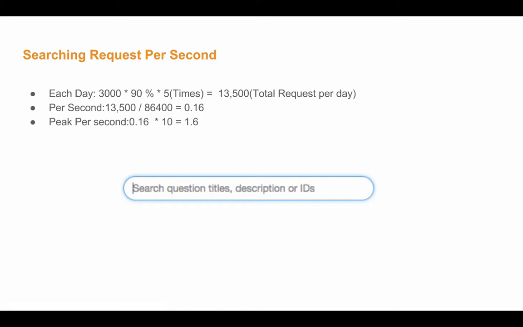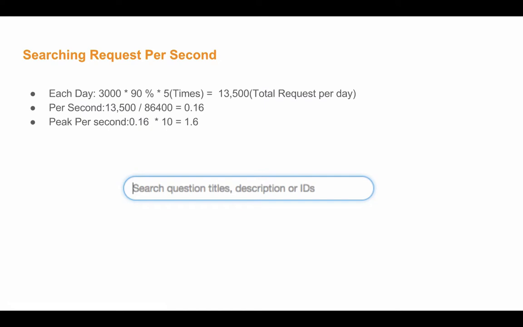The first thing we have to estimate is our searching feature. On the platform, people can search for the question they want to do, by the name or by the ID number, the question number. The purpose here is that we want to know how many requests per second our system should handle. So first of all is the searching request.